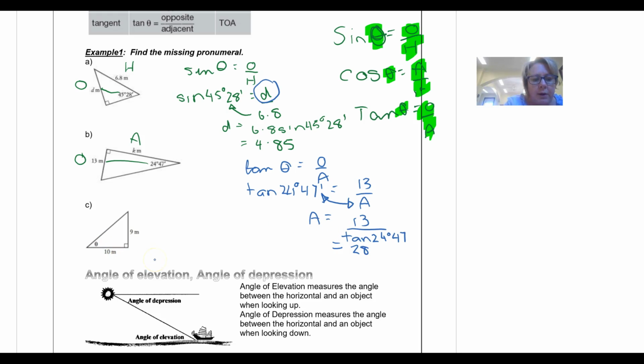Okay, C is where we're finding the angle. We still have to label our sides. Opposite and adjacent, so it is tan. Tan theta equals opposite over adjacent, which equals 9 on 10.